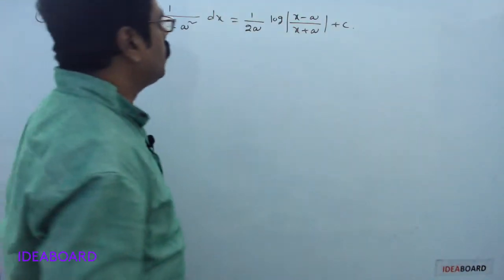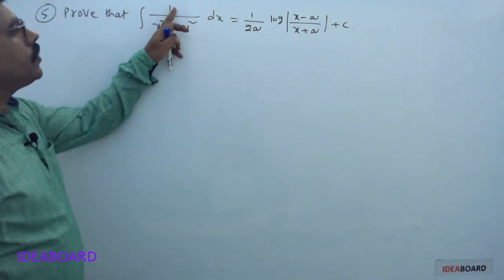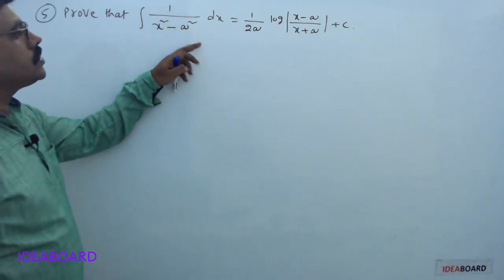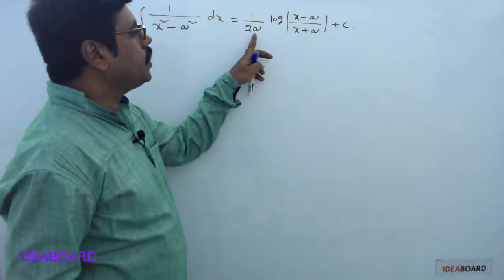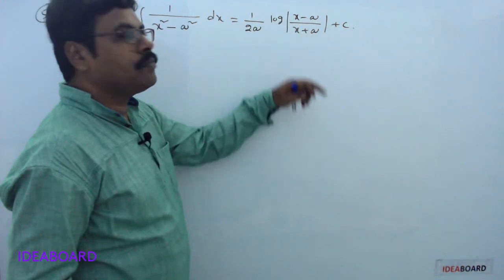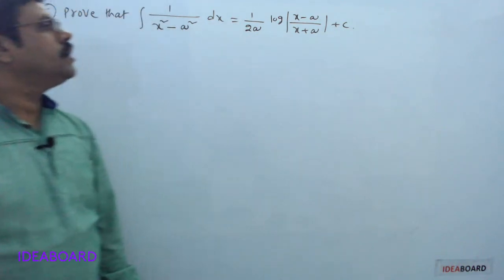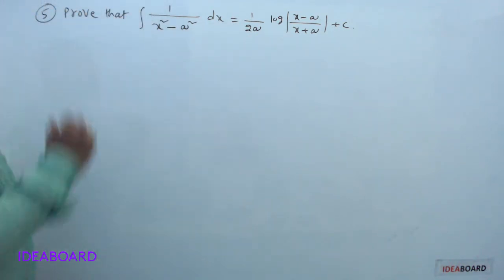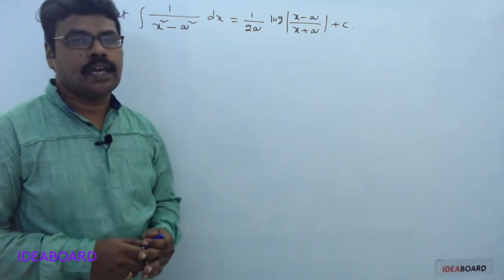Now come to the next formula. Prove that integral 1 divided by x square minus a square dx equal to 1 divided by 2a into log modulus of x minus a divided by x plus a plus some constant c. Here you can derive this formula in two methods. First method is by substitution.